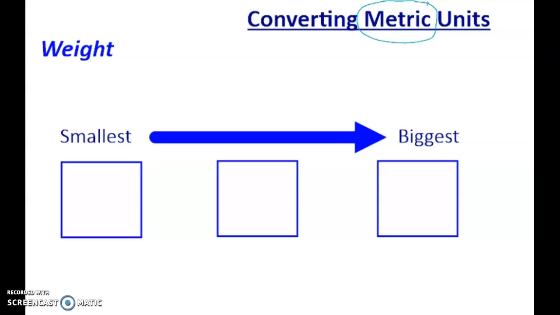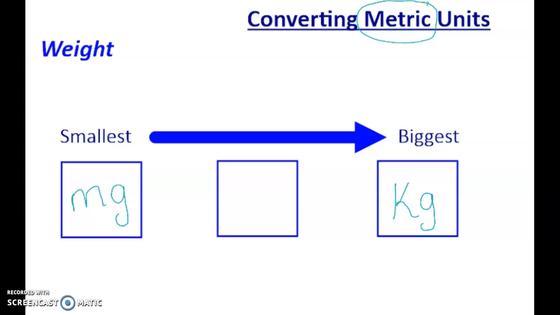So our metric units of weight. The smallest one you guys need to know about for today's lesson is mg. Do we know what mg might stand for? It stands for milligrams. The biggest one we're going to look at today is kg. And I imagine you know what that one is. That one is kilograms. There is a bigger one than kilograms called tons, but we're not going to look at that today.